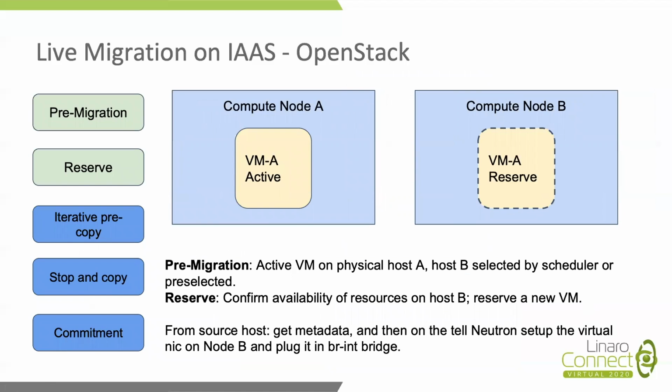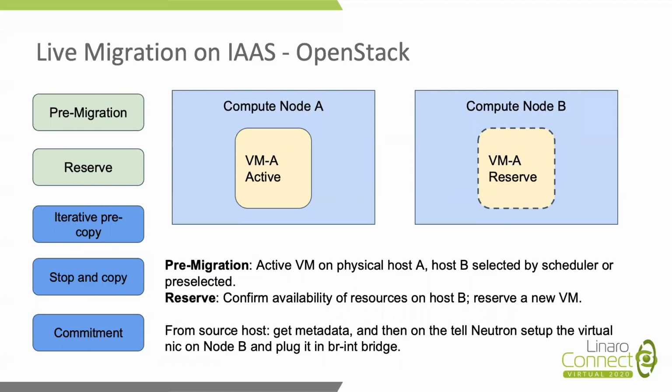Okay, next. We can see there are generally 5 phases for the live migration. In the pre-migration phase, there is an active virtual machine A on physical node A. We want to migrate virtual machine A to another node, and the scheduler has selected node B as the live migration destination. In the reserve phase, it will call a method on host B to confirm that B has the available resources and then trigger the migration process.